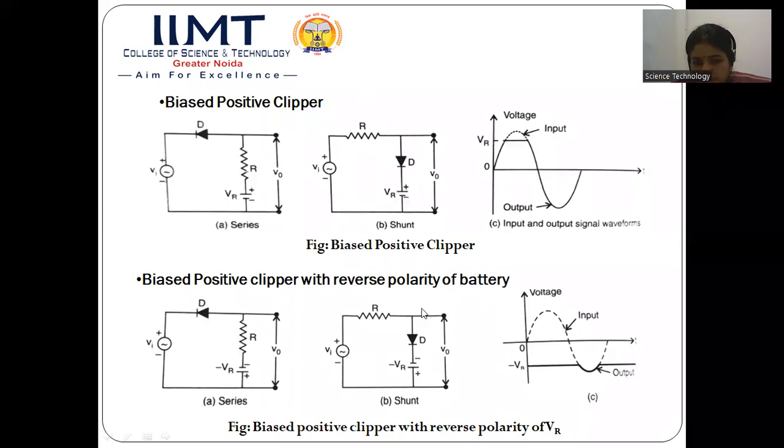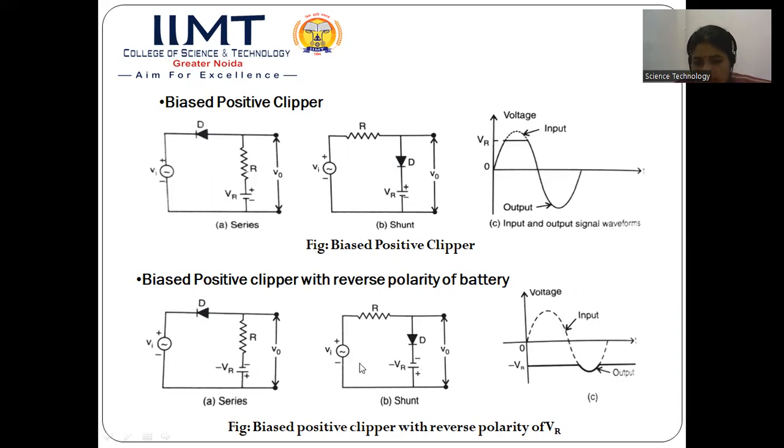During the positive half cycle, this diode will be forward biased, and as per the applied battery voltage, this is forward biased. Once it is forward biased, it will be a short circuit, and there will be no voltage drop across the diode D. Therefore, there will be no output voltage. That is why we are getting no output waveform in the positive half cycle.